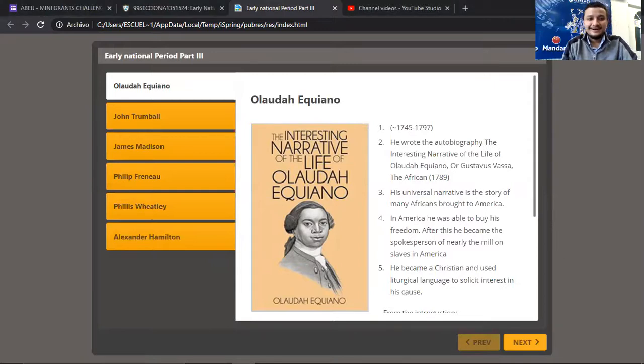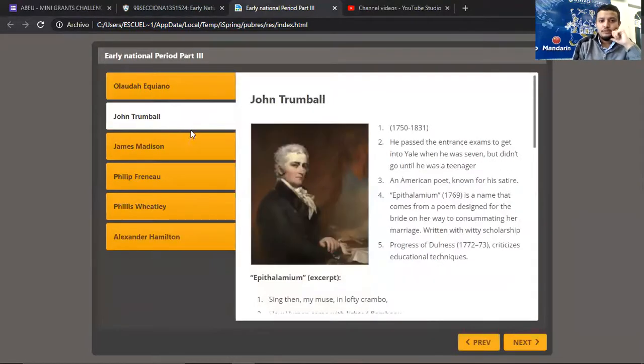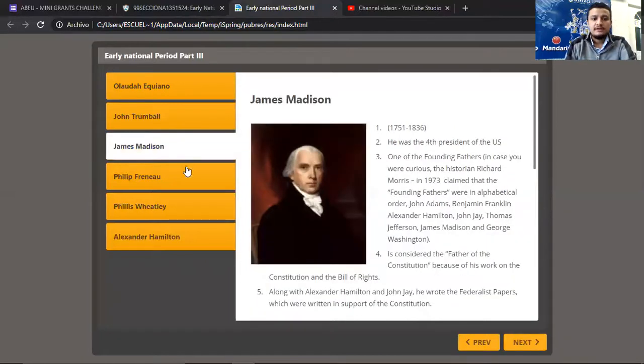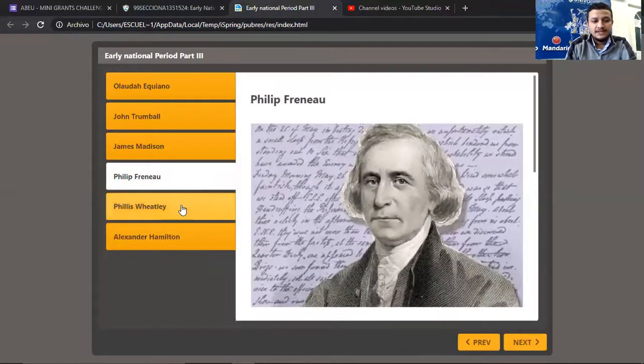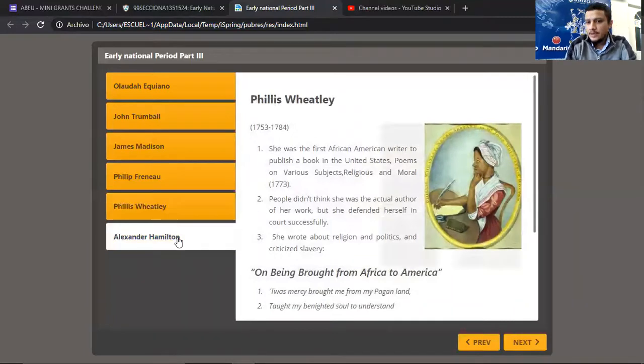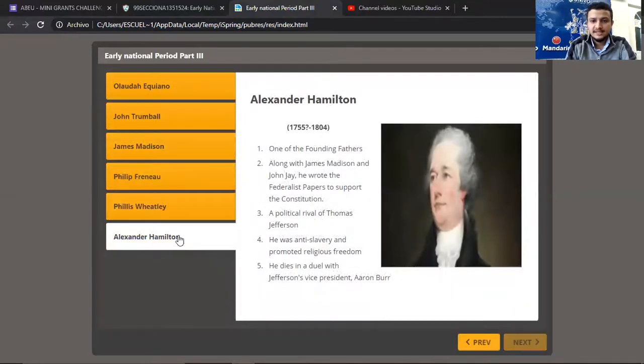Yeah, it's recording. So this is today's lesson, and this is basically some tabs that are organized about the writers that we're going to cover for today's lesson. So at your own pace, you go and click on the material, and these are the other writers that we need to cover for the early national period. We have Olaudah Equiano, John Trumbull, James Madison, Philip Freneau, Phillis Wheatley, Alexander Hamilton. So we have in total 2, 4, 6 writers.